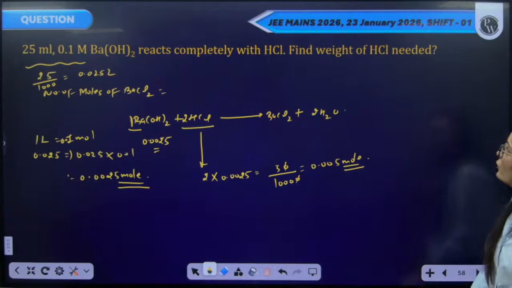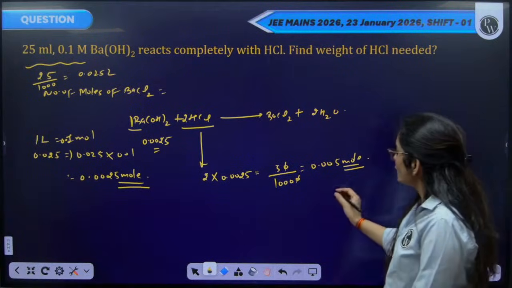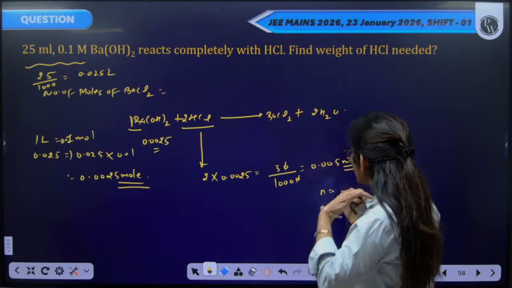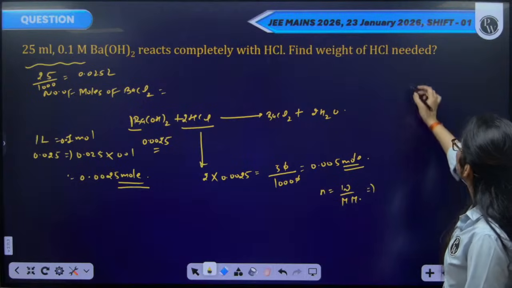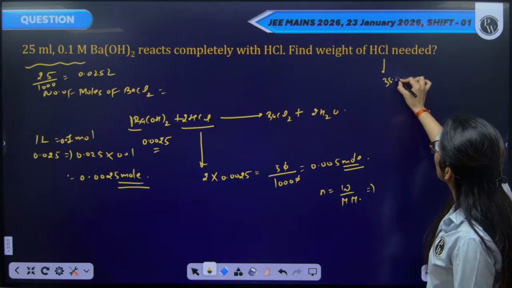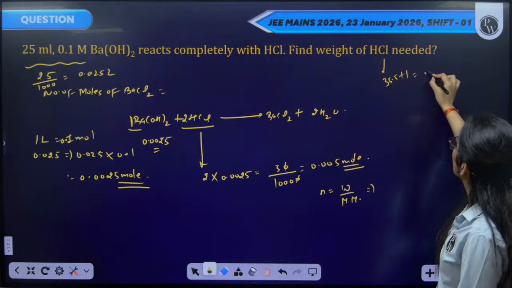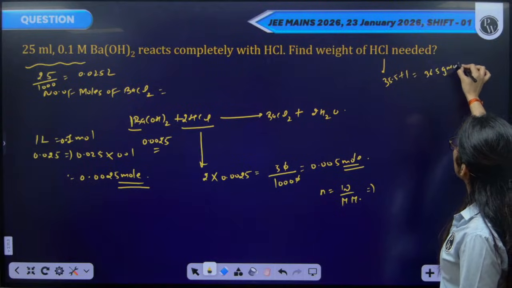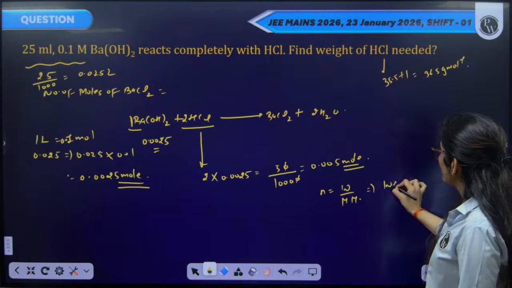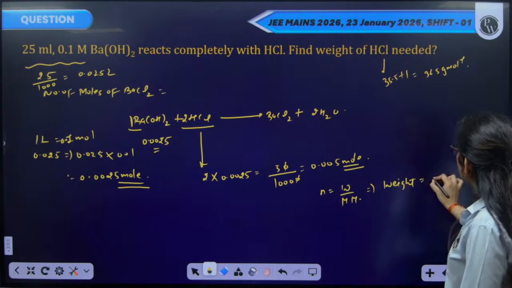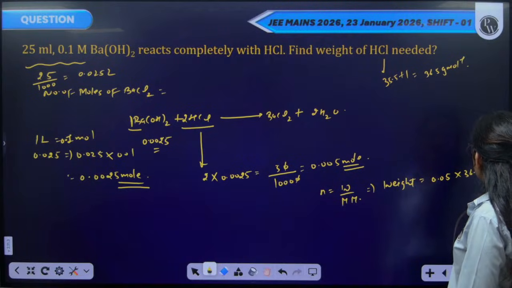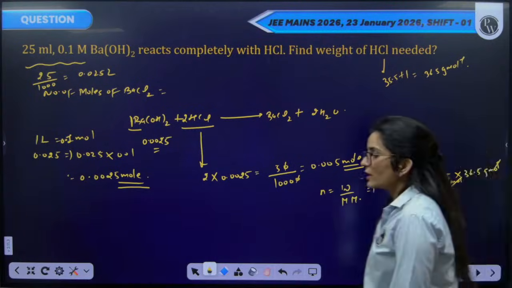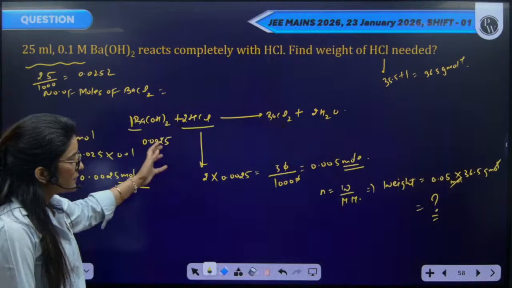Okay, now you need to find out the weight. So how to calculate the weight from the number of moles? The number of moles is given weight divided by the molar mass. So the molar mass of HCl will be, for chlorine 35.5, and for hydrogen 1. So in total it will be 36.5 gram per mole. Just multiply them, you will get the weight. So weight will be equal to the number of moles, 0.05, multiplied by 36.5 gram per mole. Moles and mole will get cancelled out, and you will get the amount in gram. Just multiply them and solve, you will get the answer.